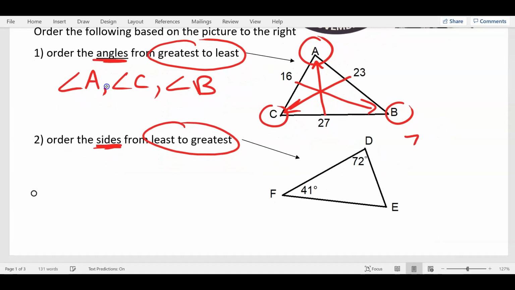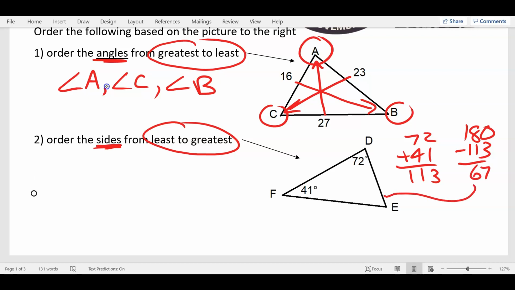Let's add them up. 72 plus 41 is 2 plus 1 is 3. 7 plus 4 is 11. Okay. So I add up 113, and I know they add up to 180 total. So what do I do with 180 and 113? Subtract. So 180 minus 113 is 67. So I just found that my missing angle for angle E is 67 degrees.